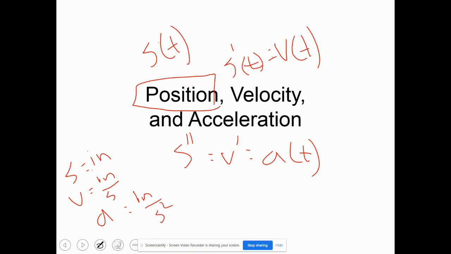Positive velocity means you're moving forward or up. You're going in a positive direction. Negative velocity means that you're moving either backwards or down, in a negative direction. A positive acceleration means you want to move in a forward direction or a positive direction. And a negative acceleration means you want to move in a negative direction.